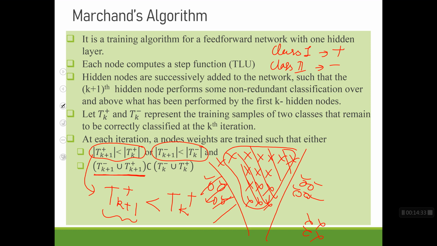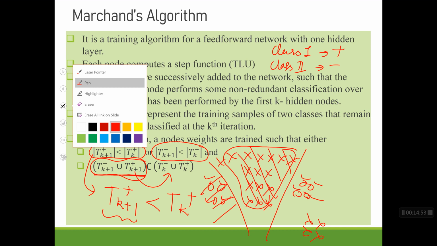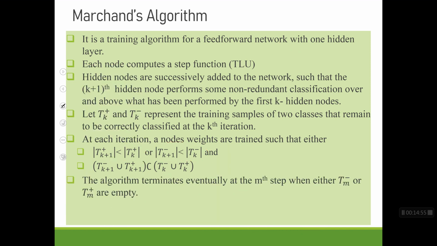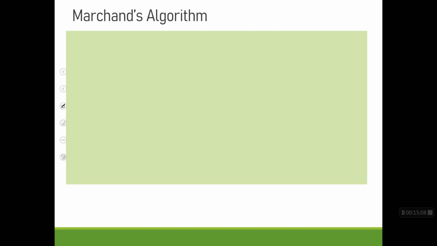Any notation you can use, whichever class you want can be named as class plus and class minus. So basically what this tells us is that whatever you get at the next step will always be a subset of what you had at the previous step. So at every next step you are going on reducing the number of samples which are yet to be classified. Fine. And finally the algorithm terminates eventually at the mth step, when any one of the sets will become a null set or an empty set, which I have indicated to you previously.